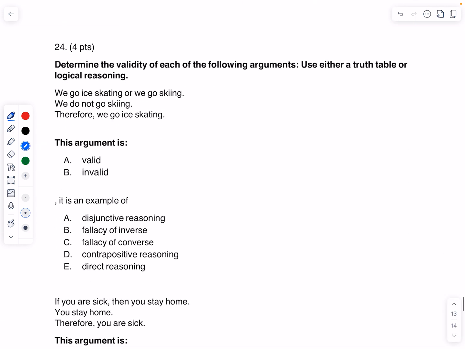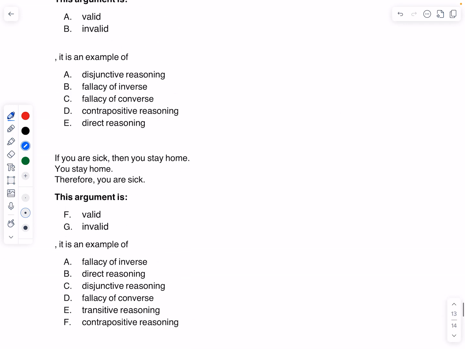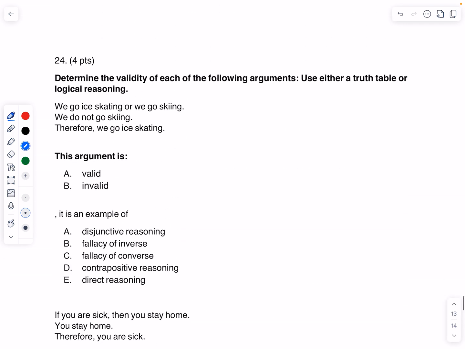24, determine the validity of each of the following arguments. Use a truth table or logical reasoning. All right, I think I'm going to hold off on 24 and 25 and just make a new video for it because it will take me a while to show you both ways to do this. So I'm going to go ahead and stop.